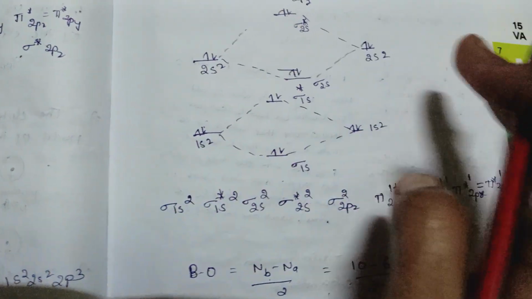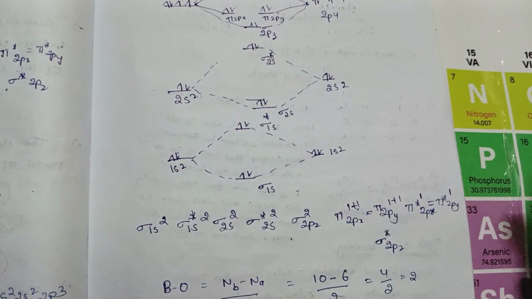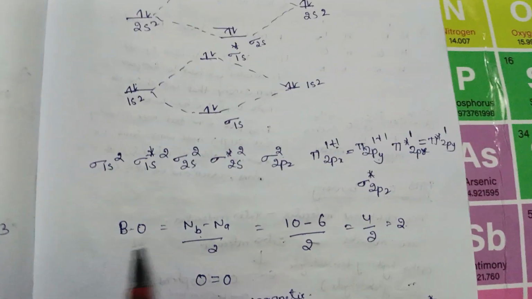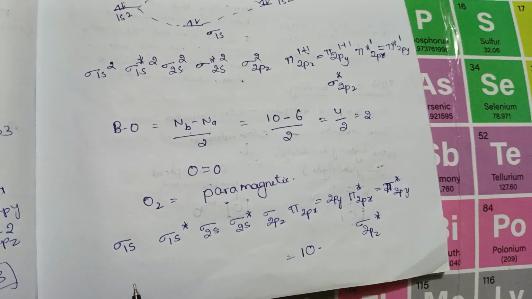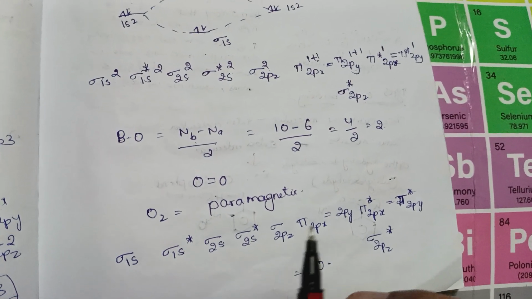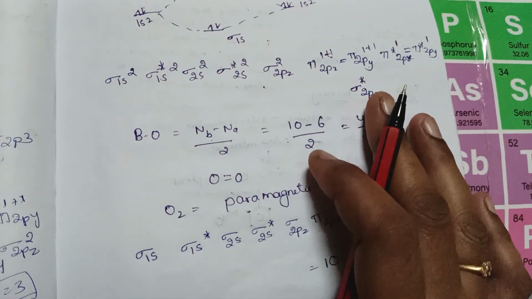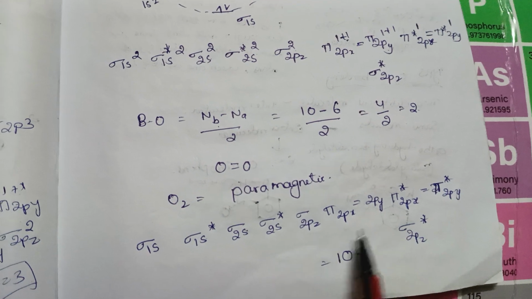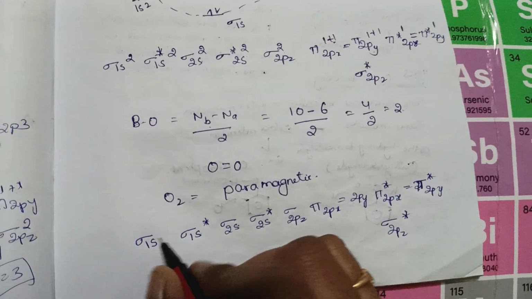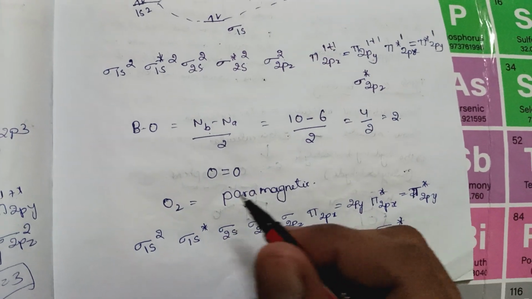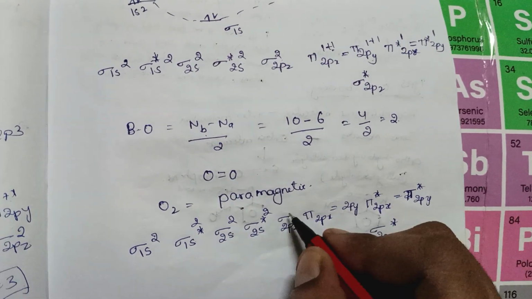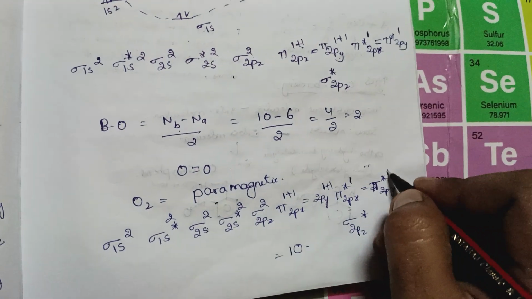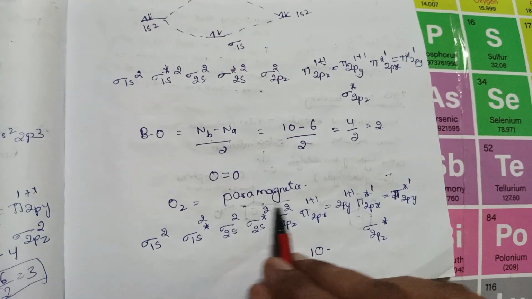To write this without drawing the molecular orbital energy diagram for O2 or any molecule, O2 has a total of 16 electrons. First we have to remember two configurations, one for 14 or fewer electrons, and one for more than 14 electrons. This is the configuration for more than 14 electrons. Here we fill the 16 electrons, 2, 4, 6, 8, 10, 11, 12, 13, 14, 15, 16. Two unpaired electrons are present, so it is paramagnetic.